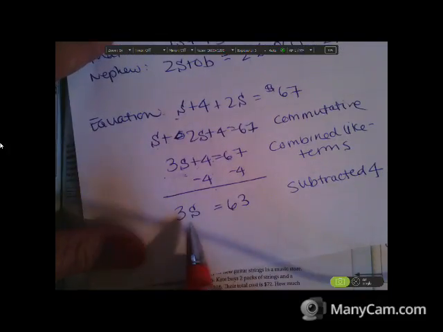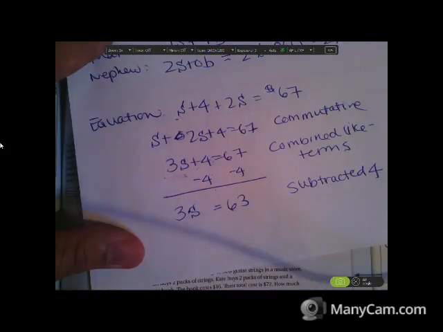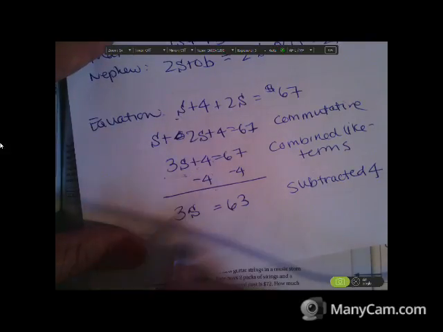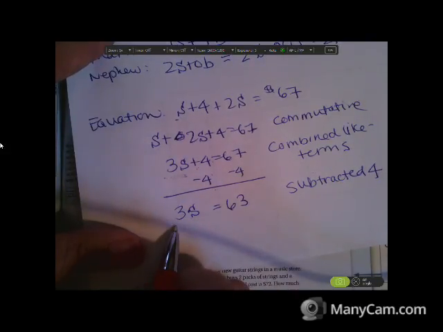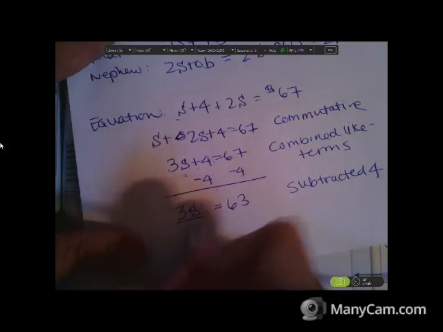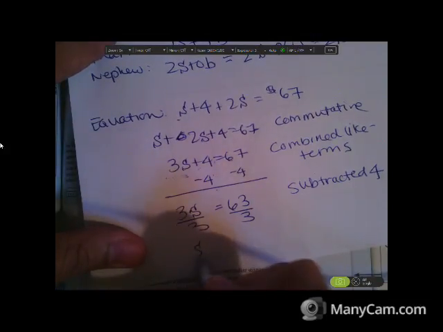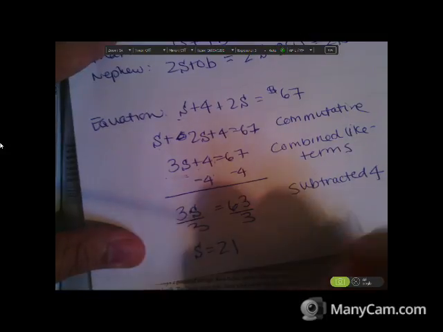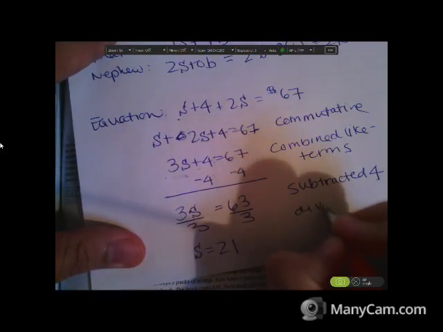Alright, and now I have a 3 times s. I want a 1 times s. So, to get rid of the coefficient, since it's multiplying, I'm going to divide. So s equals 21. So we divide it by 3.